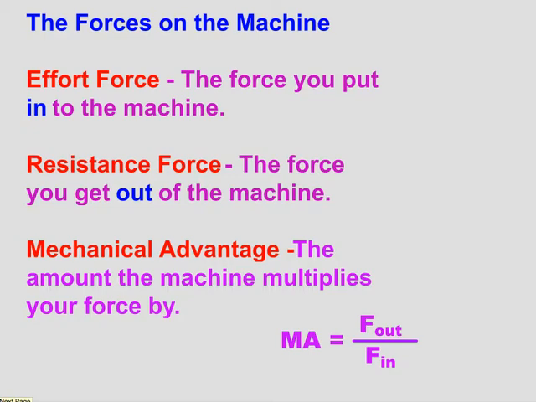Some terms that we need to know when talking about simple machines are highlighted here. We need to know about the effort force, which is what we put in. The resistance force is what you get out of the machine. And the mechanical advantage of the machine is the ratio of those two. We'll be using that idea of mechanical advantage a lot as we go through this.